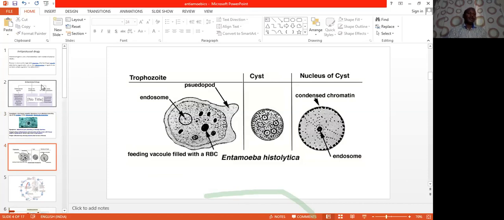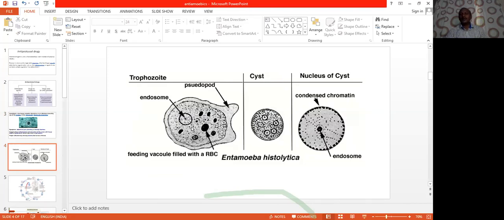Amoebiasis is caused by the protozoal organism Entamoeba histolytica, and it exists in two forms. One is the trophozoite form, and the other is the cyst form. The trophozoite form is not an infective form, it cannot cause the infection. It is only an invasive organism, it can invade the organs.